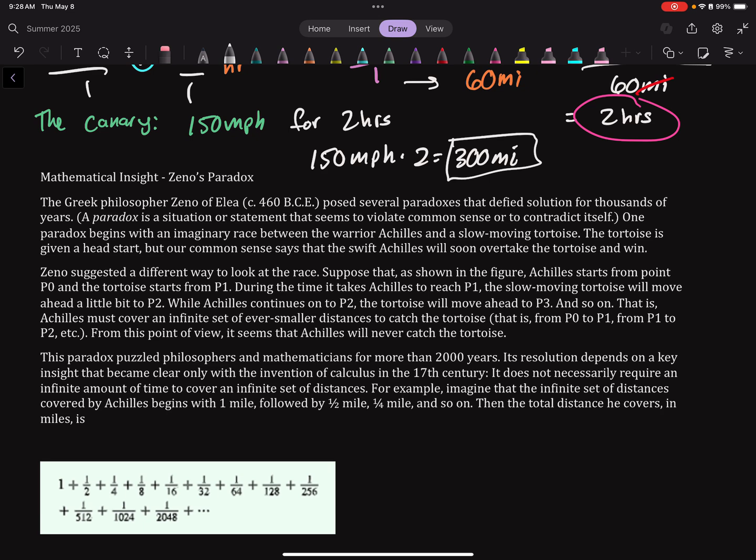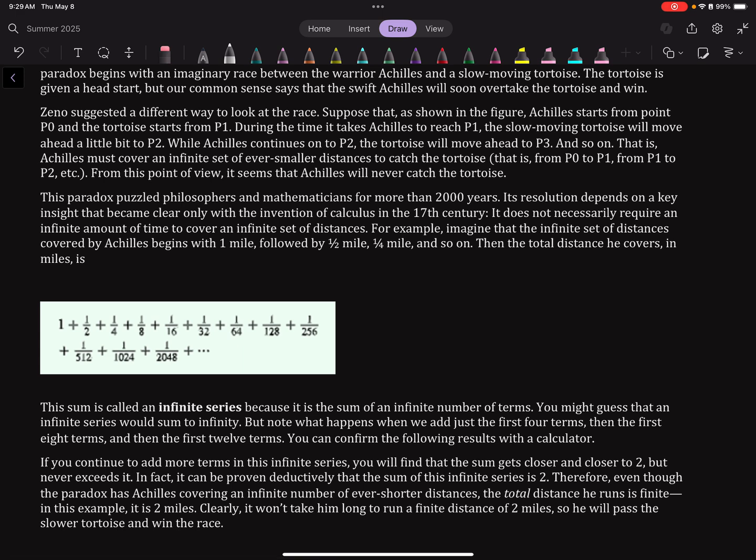That is, Achilles must cover an infinite set of ever smaller distances to catch the tortoise, that is, from P0 to P1, P1 to P2, and so on. From this point of view, it seems that Achilles will never catch the tortoise. The paradox puzzled philosophers and mathematicians for more than 2,000 years. Its resolution depends on a key insight that became clear only with the invention of calculus in the 17th century. It does not necessarily require an infinite amount of time to cover an infinite set of distances.